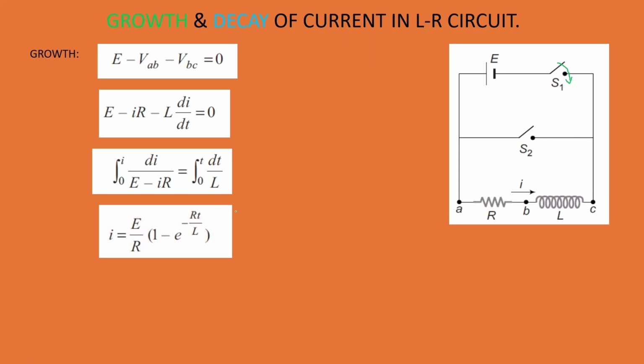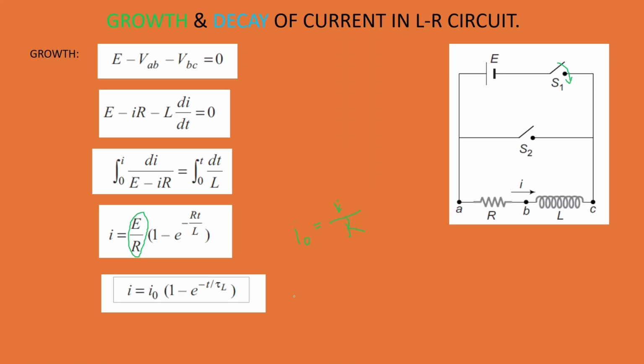This integration will be given in the comment section. Now the final value of this integration is I equals E by R times (1 minus e to the power minus Rt by L). And we further simplify it as I equals I0, putting E by R as I0, so I equals I0 times (1 minus e to the power minus t by tau L), and this tau L is L by R. Now we will clarify this tau L in the next slide.